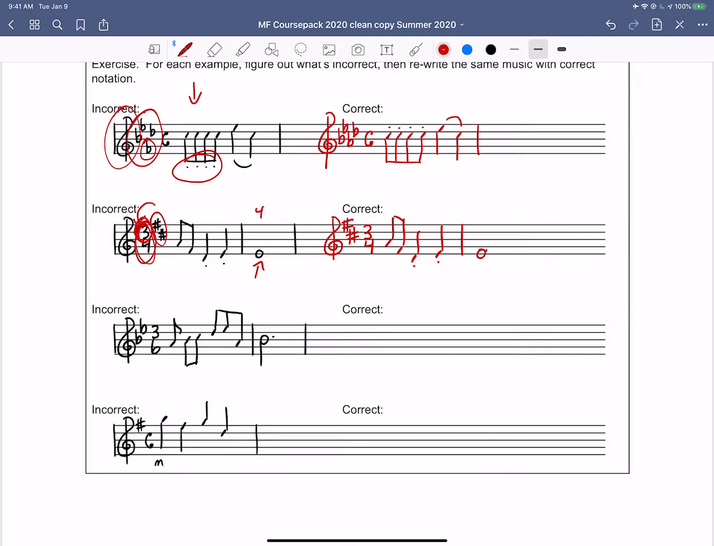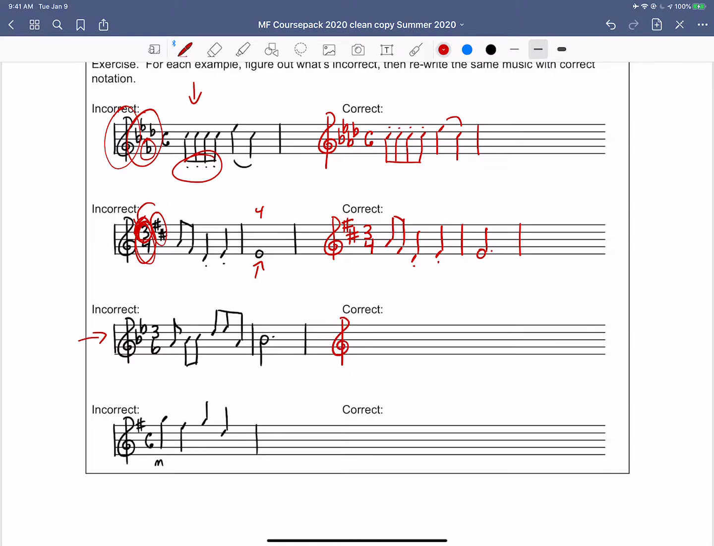So if that's the case, then we need to write a dotted half note because that adds up, or constitutes, 3 beats. You could have also tied it to a quarter note if you wanted to preserve the 4 counts. But either way is fine. Okay, so we fixed a few things there. Let's go on to the next one.